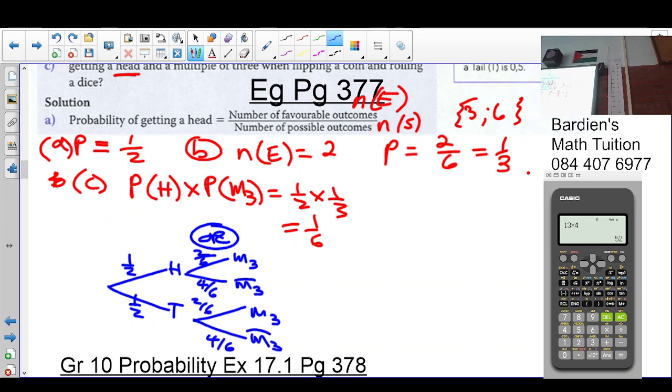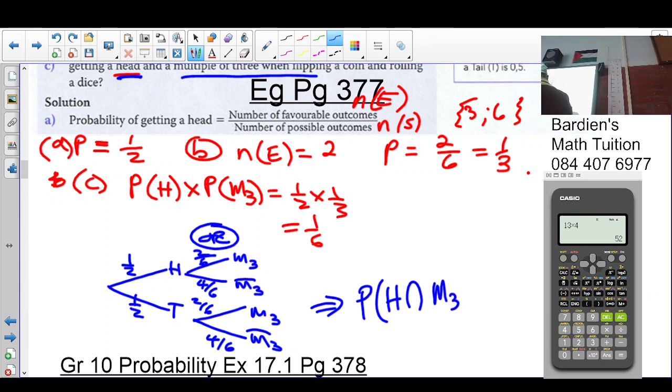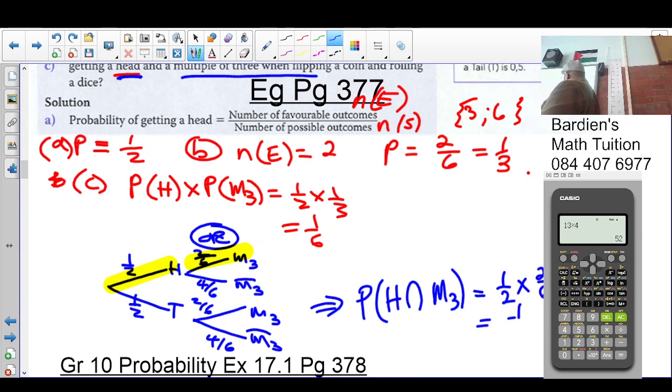So let's go again to the question. The question says, getting a heads and a multiple of 3. So in other words, it must be a heads and a multiple of 3. I think later on they will explain the intersection. Don't worry about that for now. Can you see that, people? So heads, and what's the probability of heads? Half times the multiple of 3, which is 2 out of 6. If you work that out, I get 1 out of 6. This is the same. You guys understand? That's another way of looking at it.